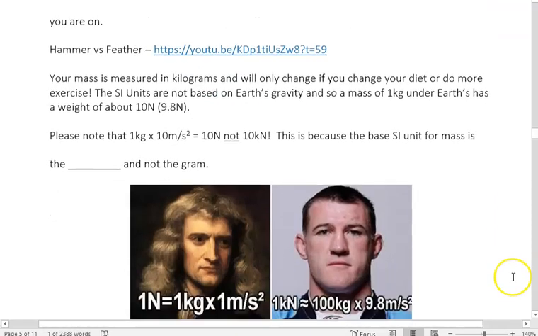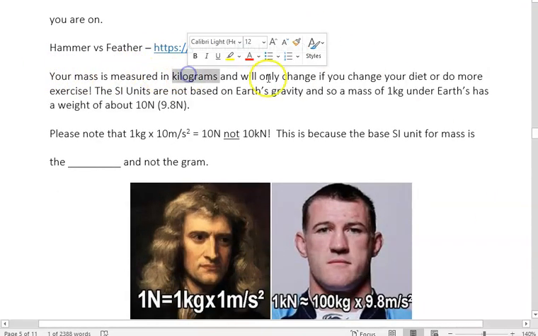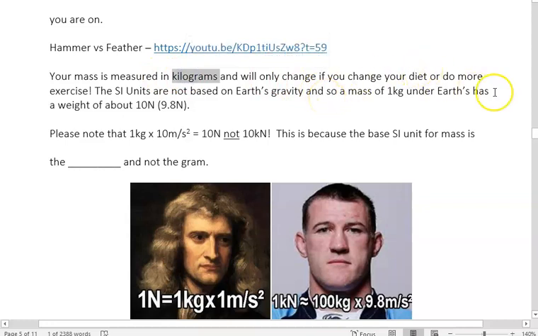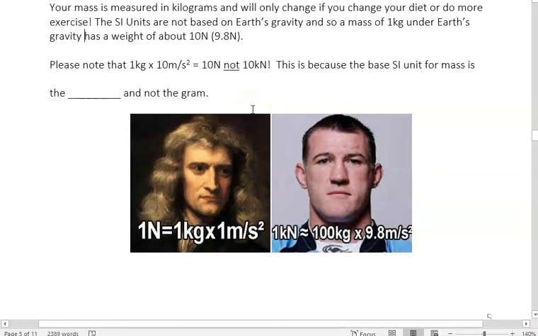Okay, the hammer and feather I mentioned earlier. Your mass is measured in kilograms and will only change if you change your diet or do more exercise. The SI units are not based on Earth's gravity, so a mass of 1 kilogram under Earth's gravity has a weight of about 10 newtons, technically 9.8 newtons.